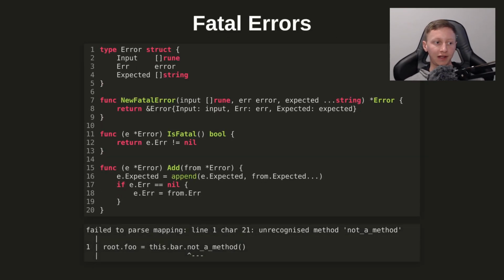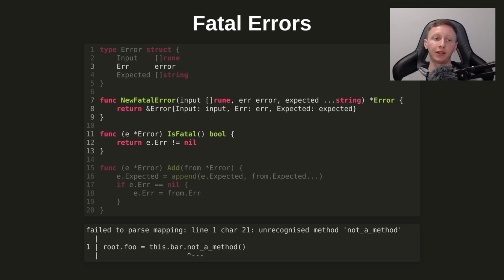So let's talk about fatal errors. This is the same error type that I showed you before, except I've expanded it slightly, because the previous time I showed you the error struct, I was lying to you, because that's not what it looks like in my code base at all. This is still a lie, but this is less of a lie. The main difference is that we've now got this field, which is a child error.